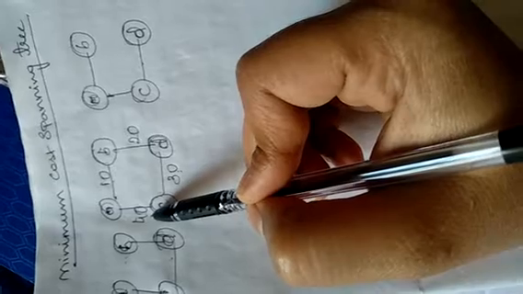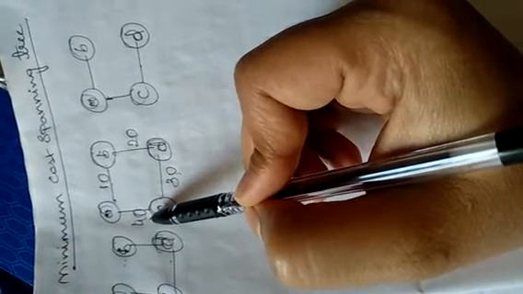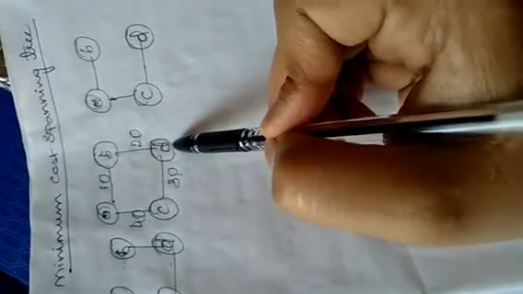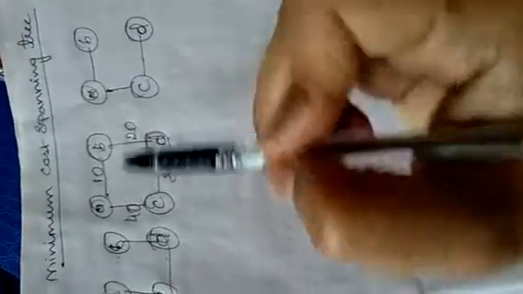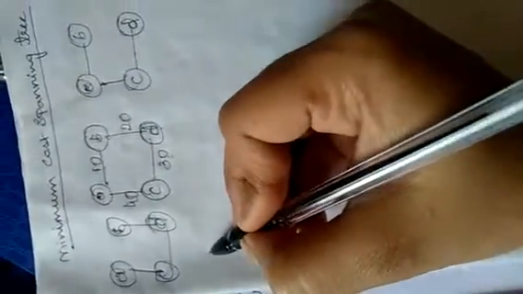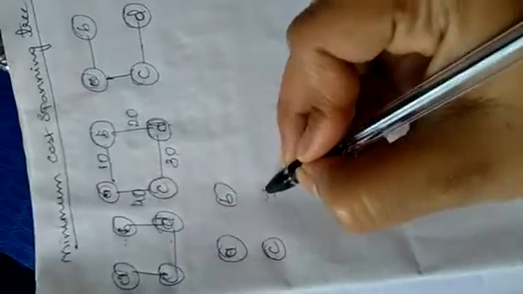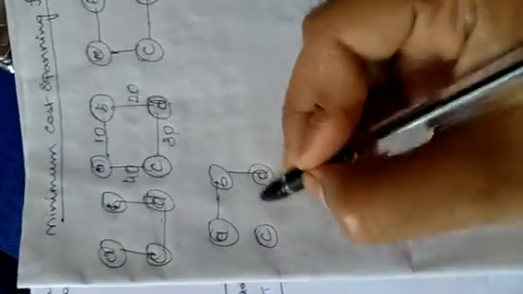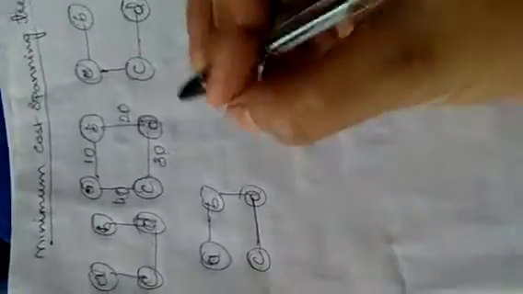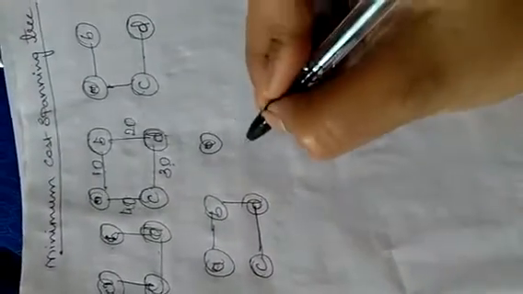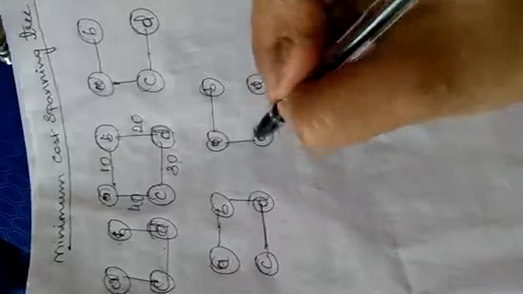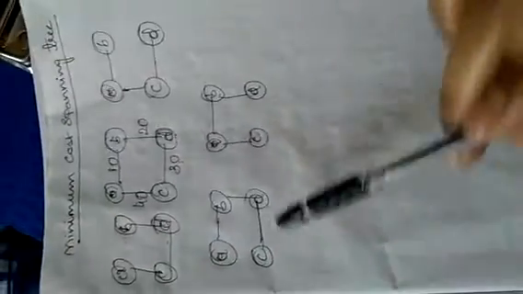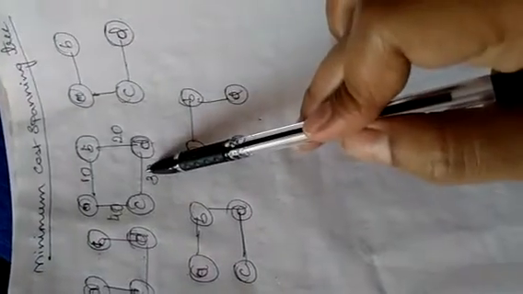Now I'll come to the main thing. What do you mean by minimum cost spanning tree? For example, this is the main graph, and these are the spanning trees I have just told you about. Some more possible spanning trees are A, B, C, D. This is one possible spanning tree, and then one more, A, B, C, D. These are the four possible spanning trees we can write from this main graph.